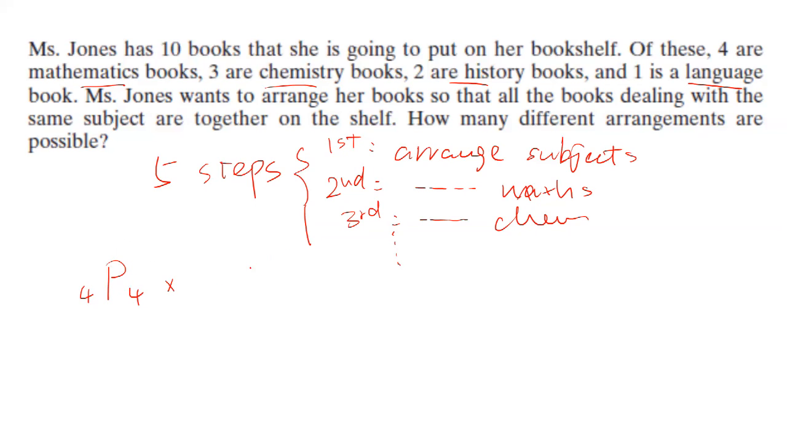So how about the second step? Second step is to arrange different mathematics books. That means we pick 4 books out of the 4 mathematics books. Third, following the same principle, we pick 3 out of 3 chemistry books. Next, we pick 2 out of 2 history books. And last, we pick 1 out of 1 language book.